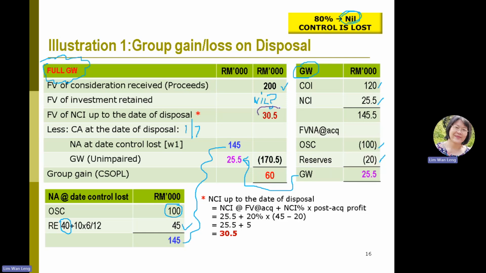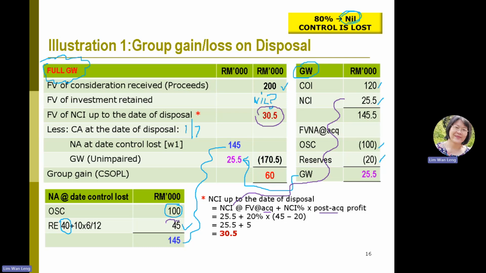Okay, the NCI figure was 30.5. So remember, NCI we break into two components, right? NCI at the date of acquisition, and NCI share of the post-acquisition. So 25.5 was the figure that you get from here because it is at the date of acquisition. Then post-acquisition, which means what?